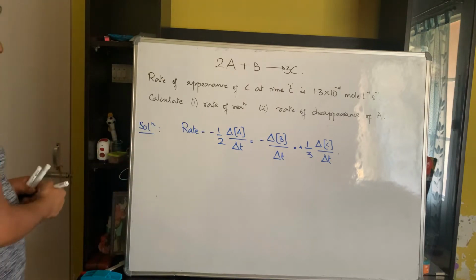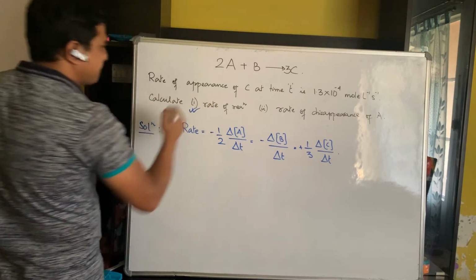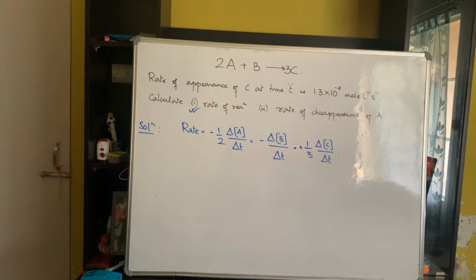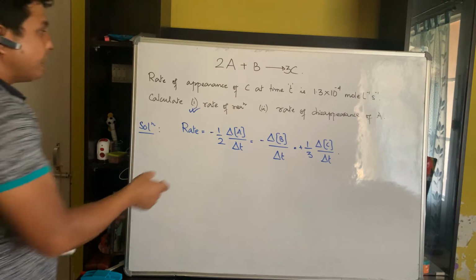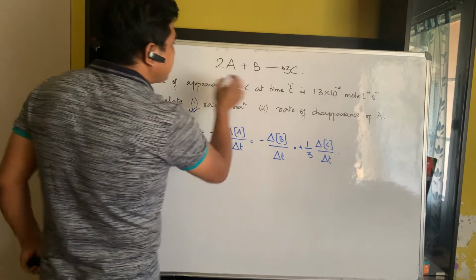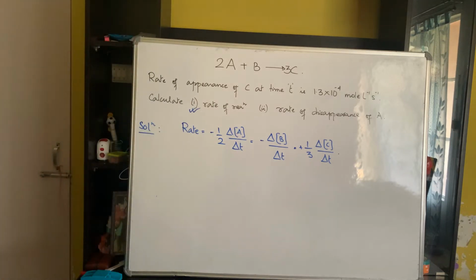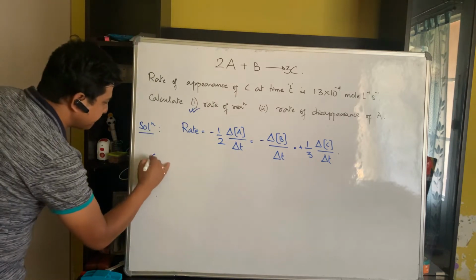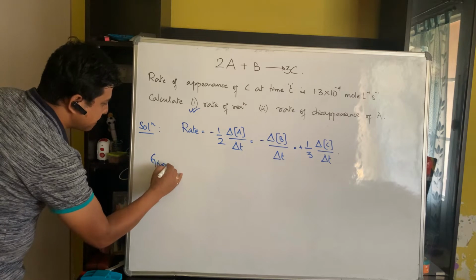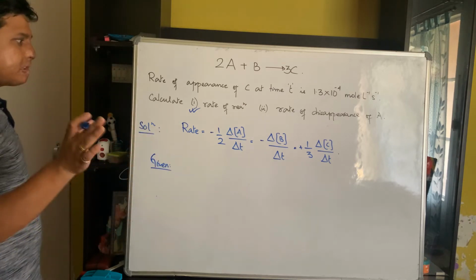So what do I need to find out now? The rate of a reaction. Okay, I need to find out the rate of a reaction. What is given? The rate of appearance of C is given. So what is the thing which is given? Rate of appearance of C means what is the thing which is given?